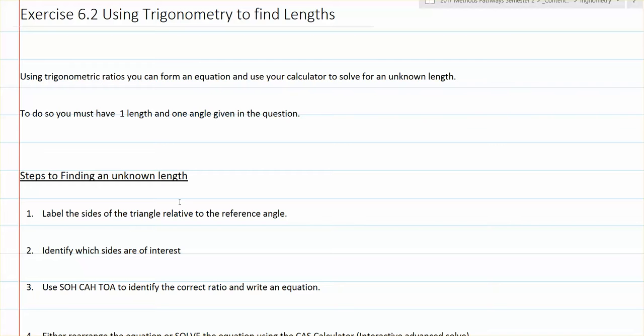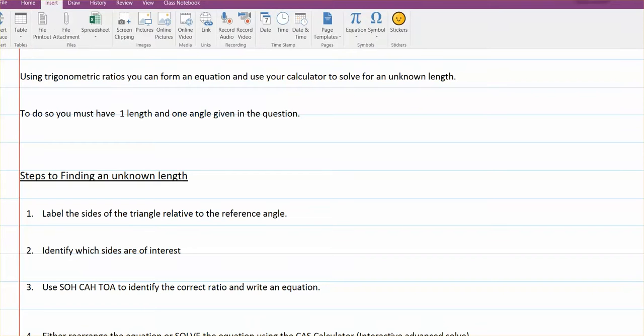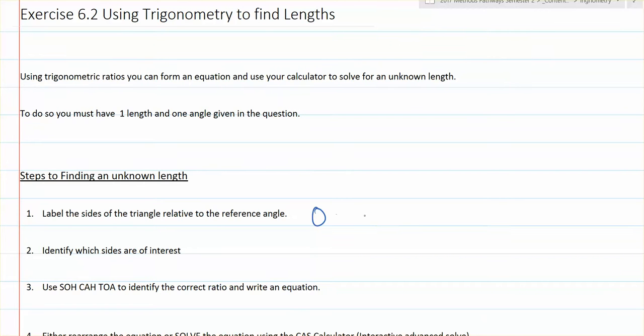So the steps to finding side length are: you first label the sides relative to the reference angle, so opposite, adjacent and hypotenuse. So you need to label your O, A, and H. I'm going to write that down: O, A, and H sides. You need to identify what the opposite side, adjacent side, and hypotenuse side are.